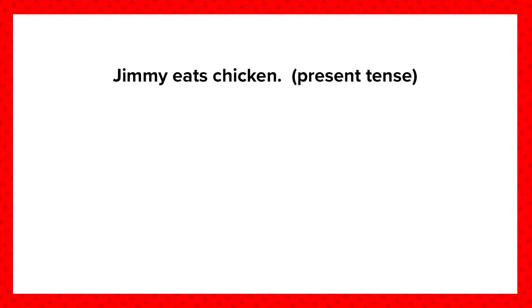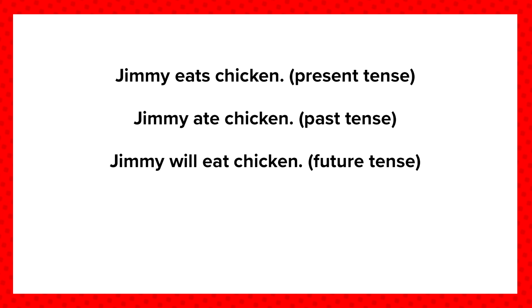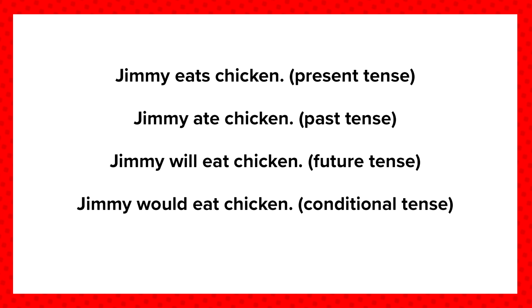Jimmy eats chicken, present tense. Jimmy ate chicken, past tense. Jimmy will eat chicken, future tense. And now Jimmy would eat chicken. That's the conditional tense with the helper verb would.